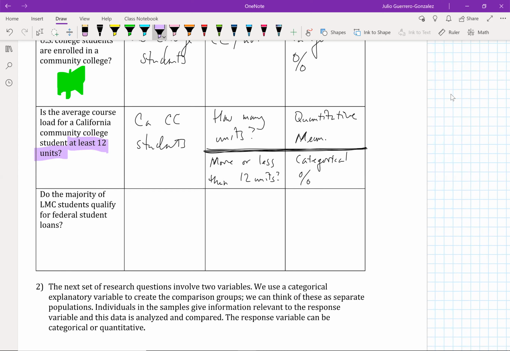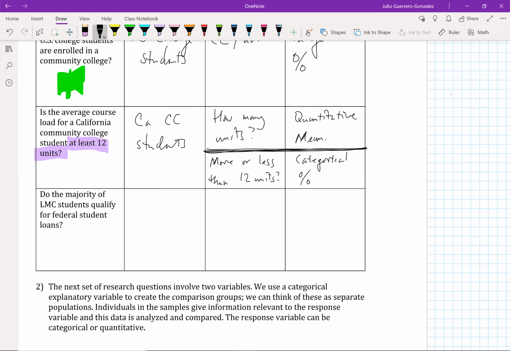So eventually when you need to do your projects, which I'm still trying to figure out how to do, you might need to do this. Instead of asking how many units are you taking, it might be better to ask at least 12 or not, splitting it into responses of more or less than 12 units. Got it?